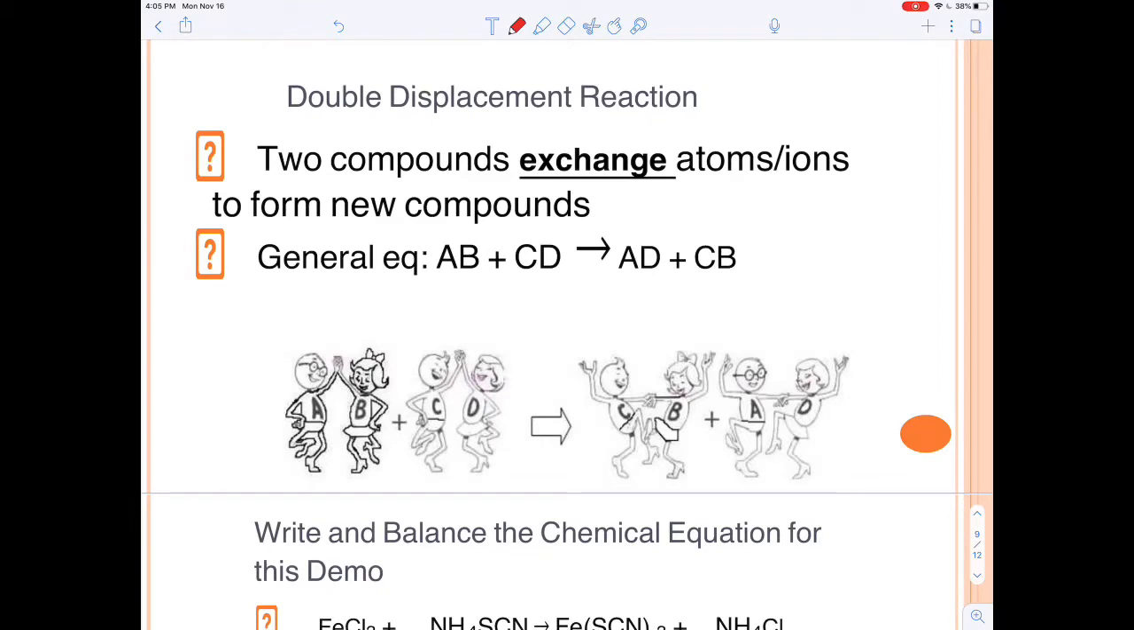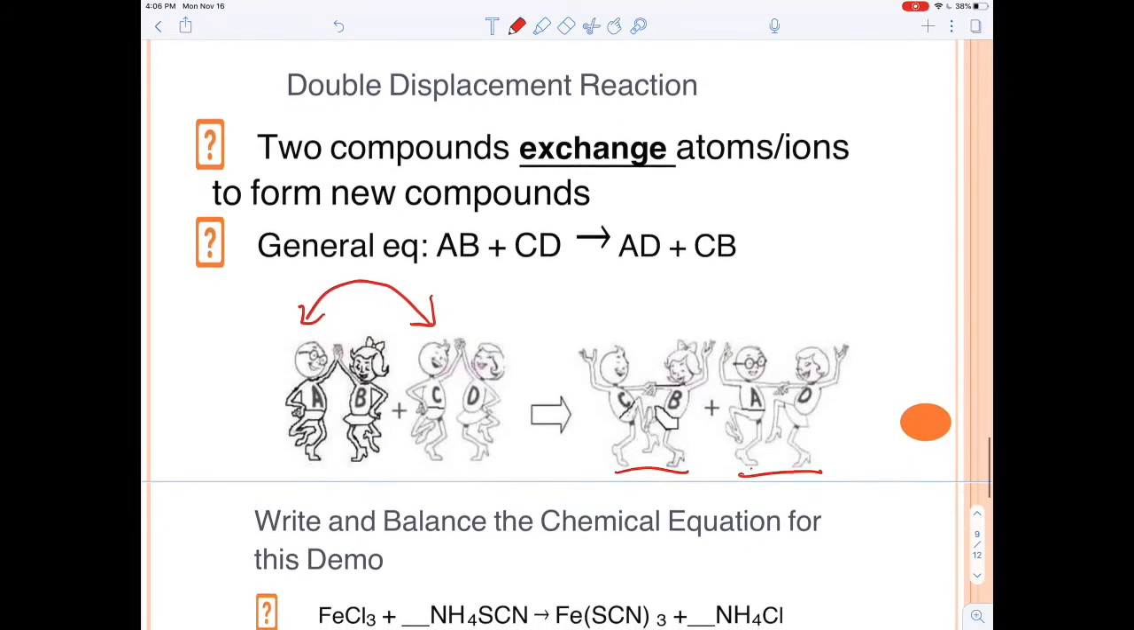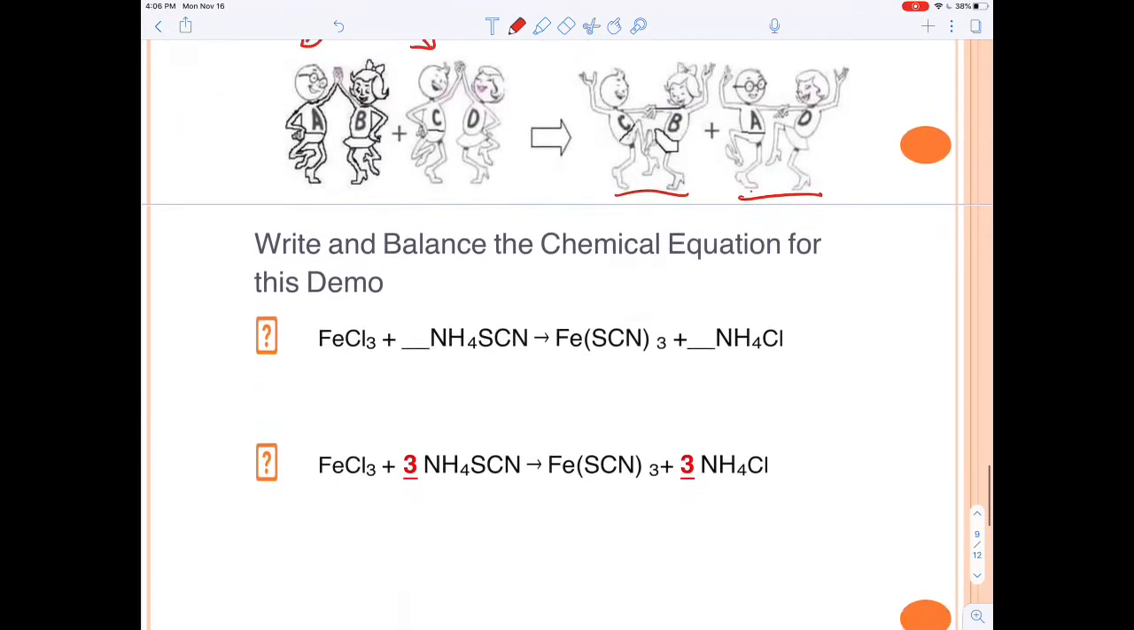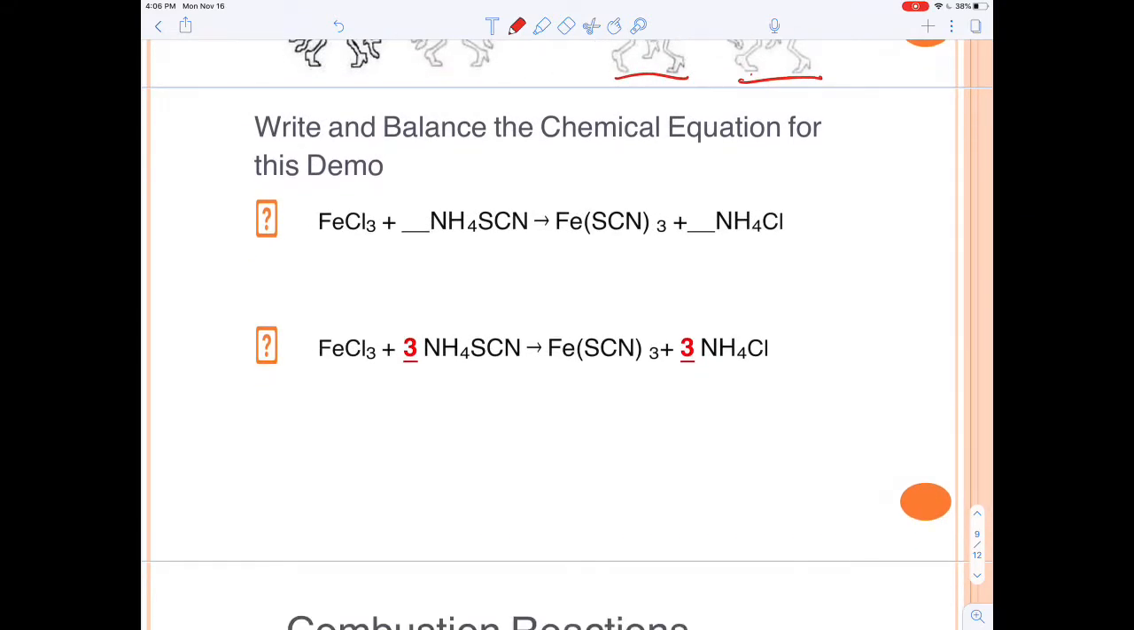Next, we have a double displacement reaction. Here, two compounds exchange atoms or ions to form two new compounds. In the example, C and A are switching partners here. And so we can see now that C is dancing with B, while A is now dancing with D. So they switch places here. And it's two compounds, so whenever you start with two compounds, that's one way of telling.